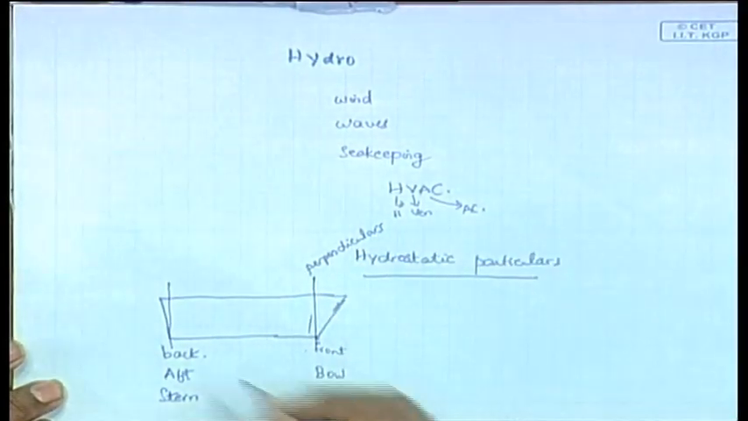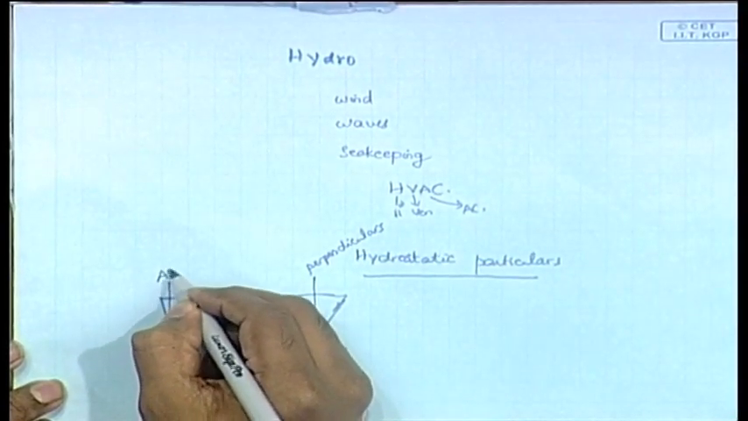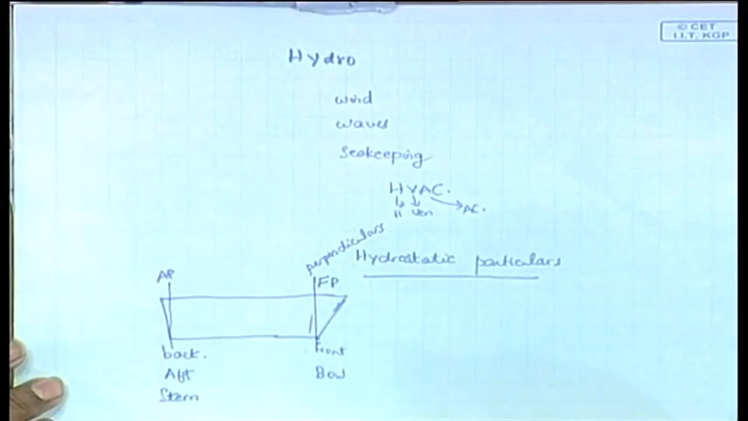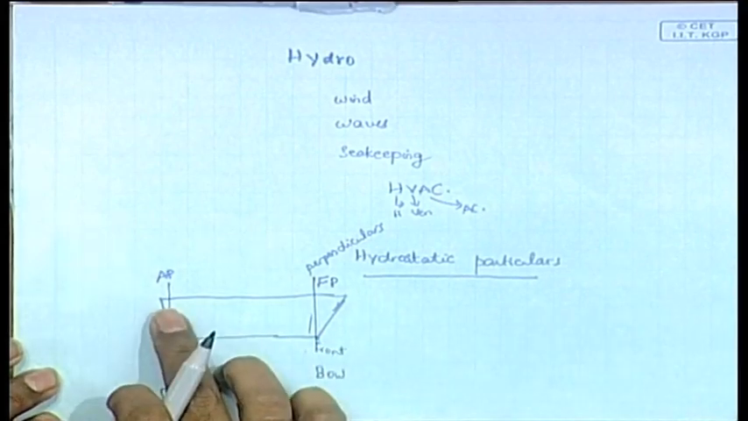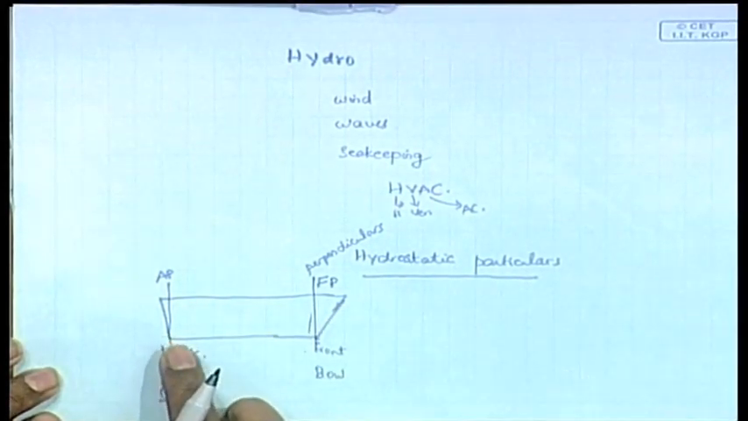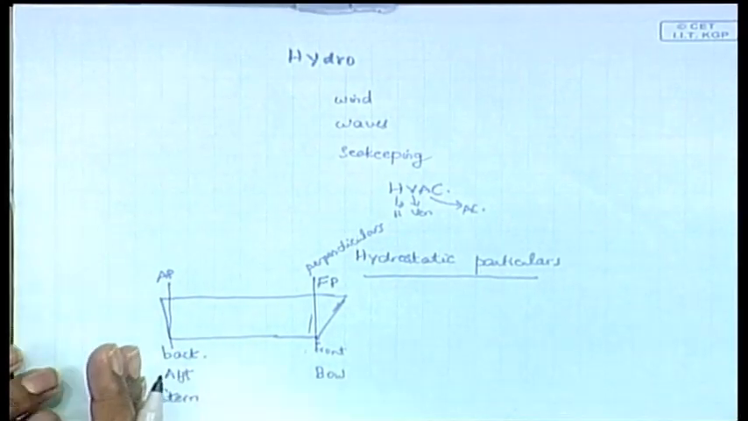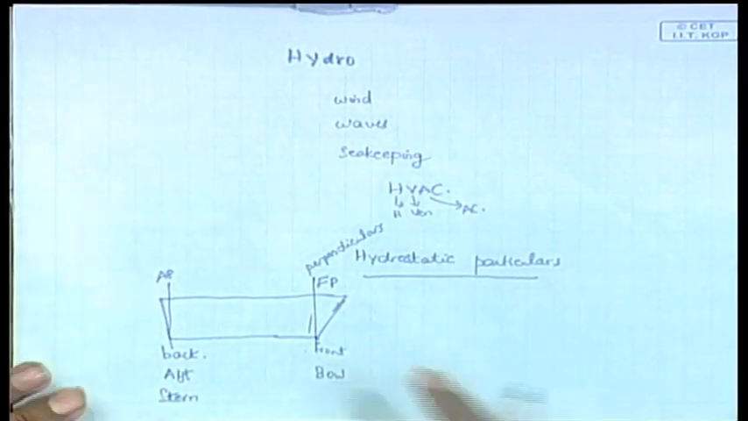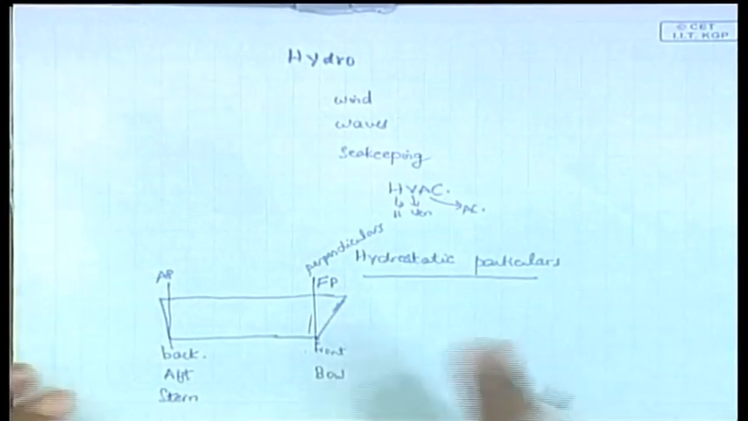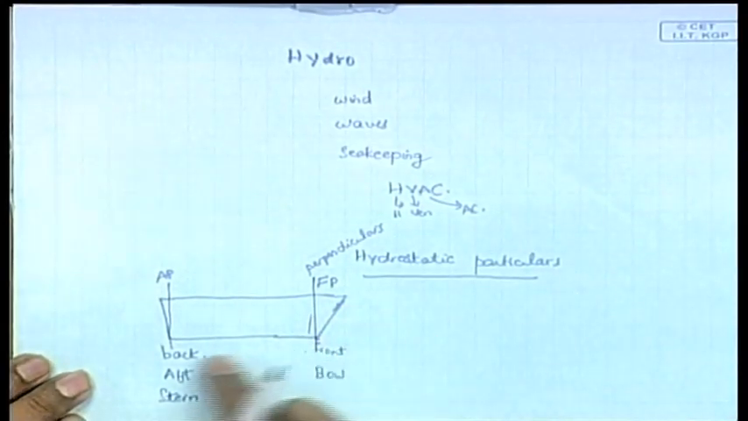And this is called the aft perpendicular, AP, and this is known as the forward perpendicular, FP. These are very important terms because you will see them in all drawings and nobody is going to explain them to you later. So AP represents the aft perpendicular and FP the forward perpendicular, representing almost the end of the ship and the beginning of the ship. Of course, there is some region left on both sides, but in general they represent the beginning and end of the ship.